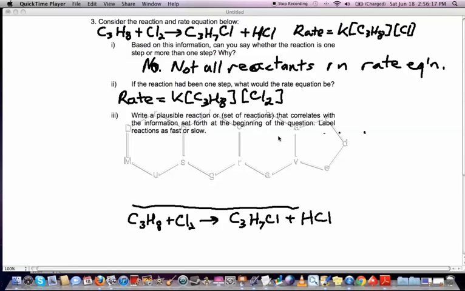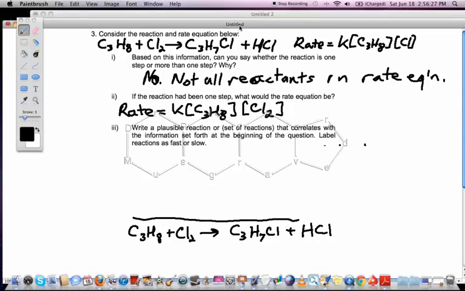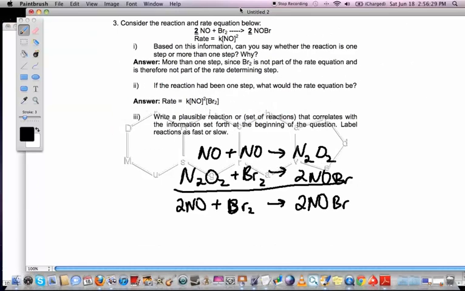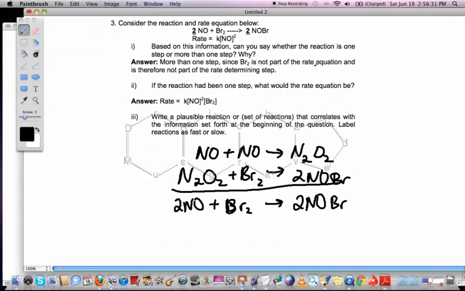Now let's look at a plausible reaction set. One thing I really haven't talked about yet is deciding whether or not the slow step is the first step or some other step in the reaction. Well, let's go back to the previous example. That's this one here. What you can see is that I've included the slow step as being the first step. So that's the slow step right there, and we know that this one's a fast step.